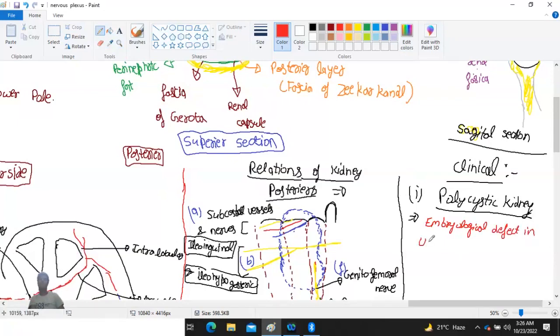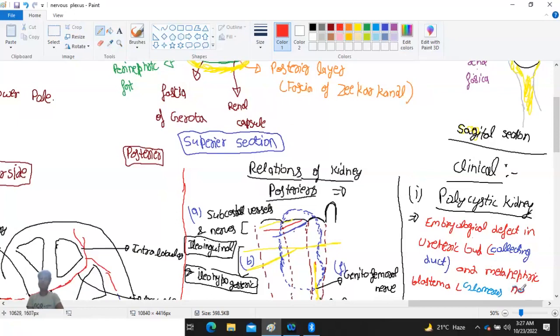In which the ureteric bud, which forms the renal pelvis, conducting tubule and collecting duct, and the metanephric blastema, which forms the glomerulus, PCT and DCT, are not fused. These two parts are not fused.